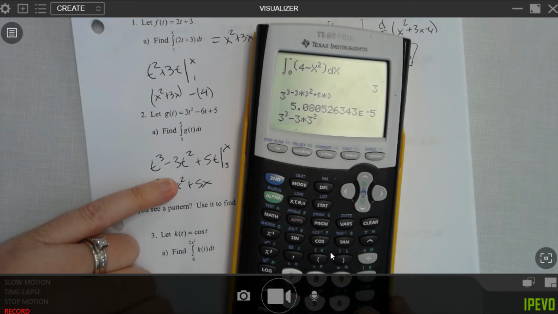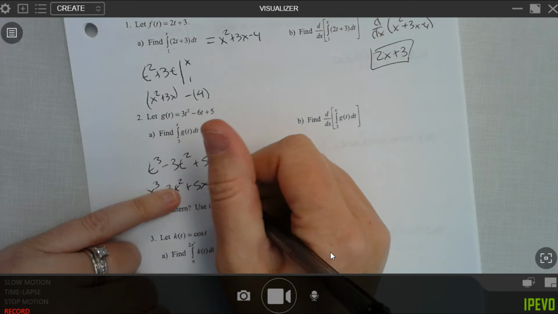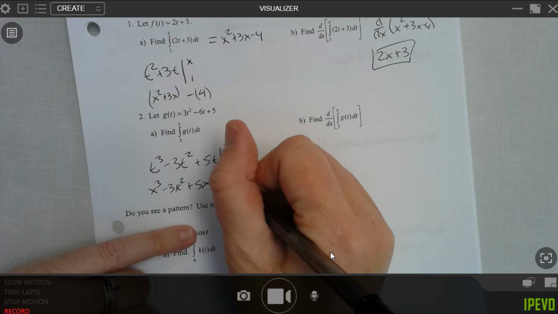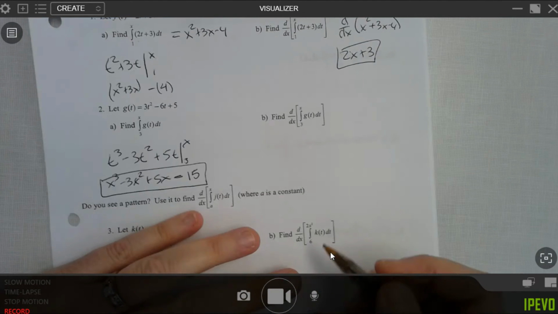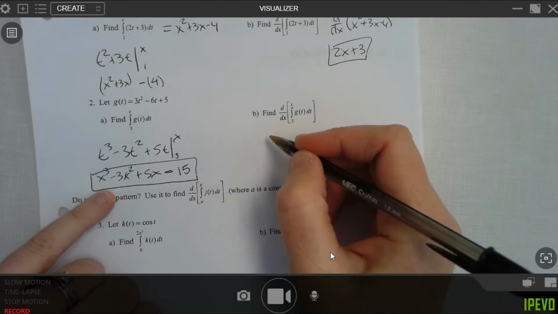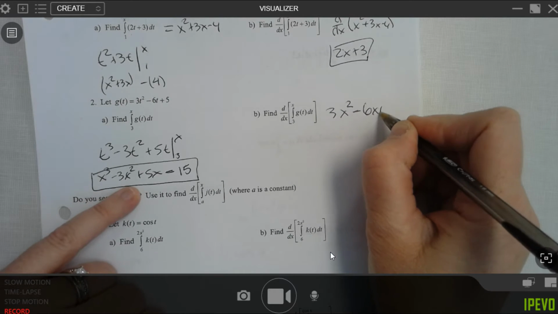That should cancel. It should be 15. It is 15. So then I plug that in, it would be minus. Plugging in 3 is 15. So right here is the antiderivative of that. So now this is to take its derivative. If I take this derivative, I get 3x squared minus 6x plus 5.